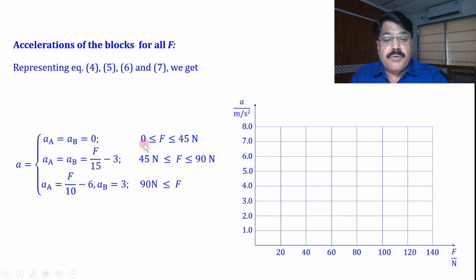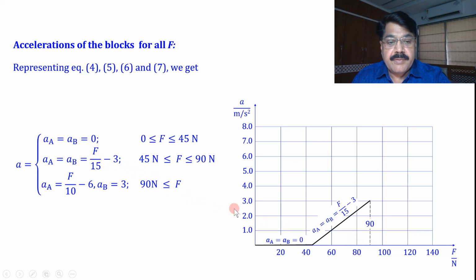So the first range is 0 to 45, so here will be somewhat 45, then 45 to 90, here will be 90. So first we show this 0. So A of A is equal to A of B equal to 0 till the value of F is 45 Newton. Now when F is between 45 and 90, there is one equation again, A of A is equal to A of B, F by 15 minus 3. So this is the equation. Now you can see how it passes. So when F is 90, you can see 90 upon 15 minus 3, it will be 3. So till 90 Newton both the accelerations are equal, but they are non-zero.